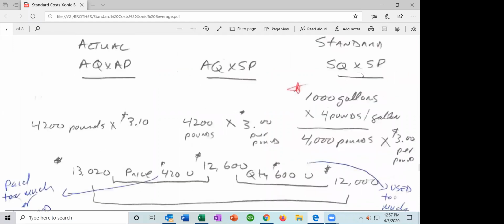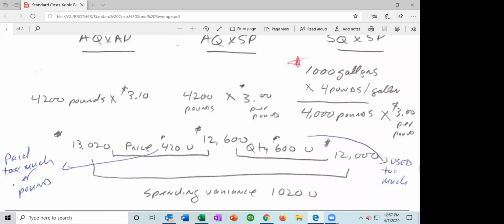Let's work with the standard cost first. Standard is SQ times SP. This is going to ask the question, how much material should they have used for the actual level of output? So you're going to start with the actual level of output, which is 1,000 gallons. They should have used 4 pounds per gallon. Again, that's from the standard cost card.